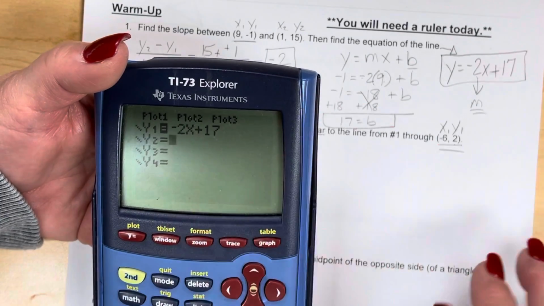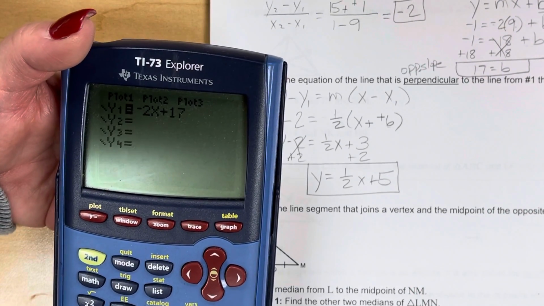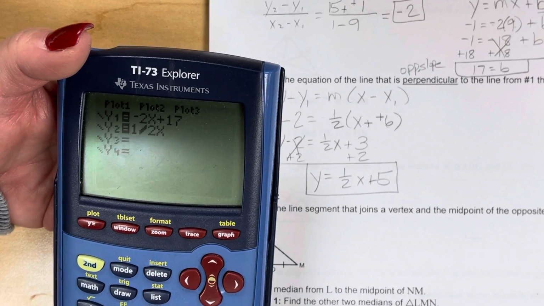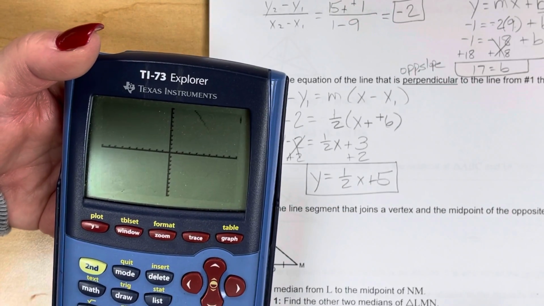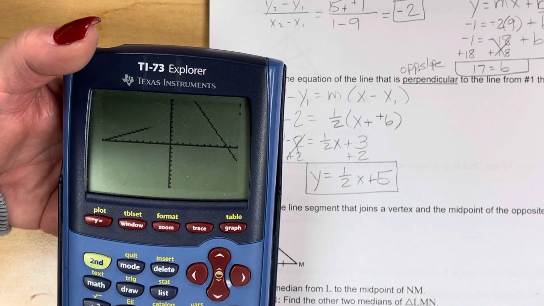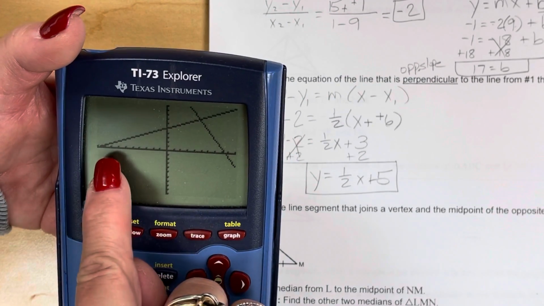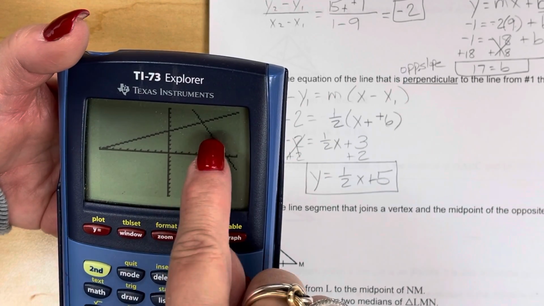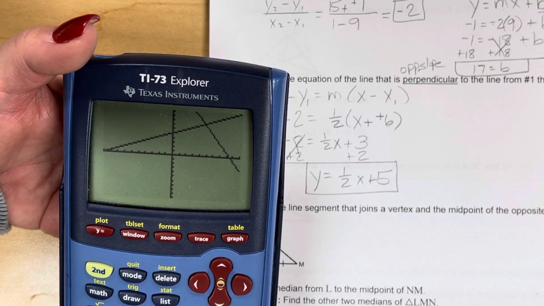That was my original one. And then go down and enter my new one, which is 1/2 x plus 5, and then go to graph and give it just a second. Let me make sure that you guys can see it. And as you can see, there are the two of them right there, and you can tell that they are perpendicular to one another. So there is a way that you could check it using your graphing calculator.